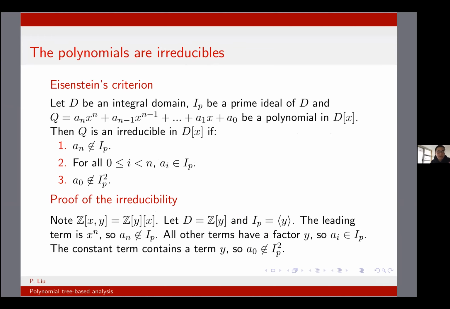And to prove that, it is based on its definition, it's really straightforward. We basically just use Eisenstein's criterion.